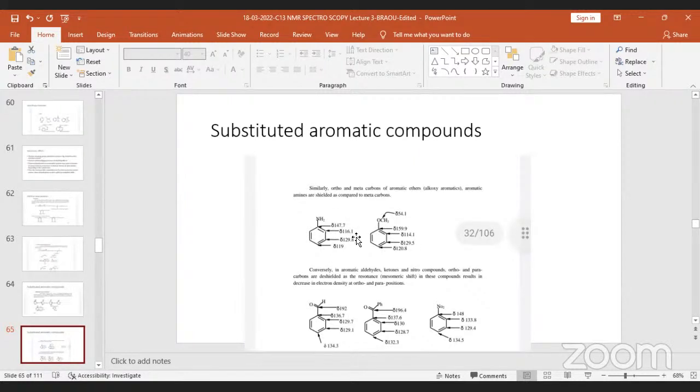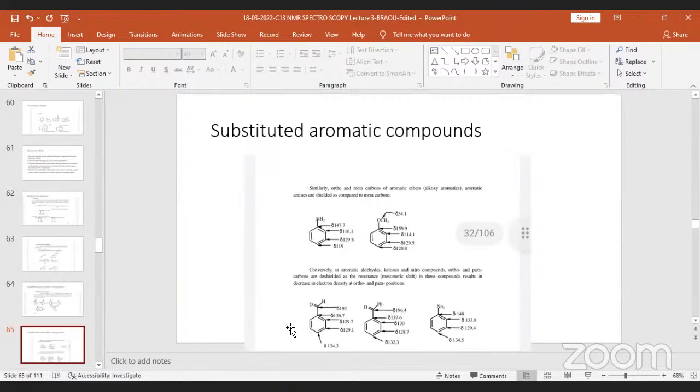Ortho and para are upfield at 116 and 119. And here you see alkoxy. I told you just now, ortho and para are upfield at 114.1 and 120.8, and the ipso carbon you see at 159.9. Here also the ipso carbon is 147.7, lesser than that, because the electronegativity of nitrogen is less than oxygen. The ipso carbon is observed at 147.7, lesser than 159.9, which is methoxybenzene. So like that you should be able to compare.